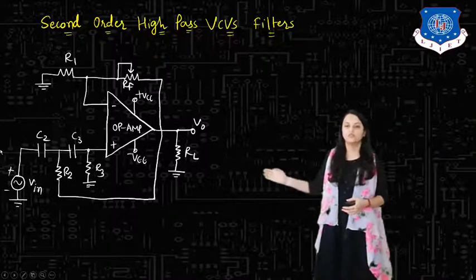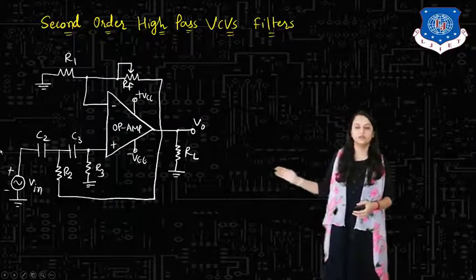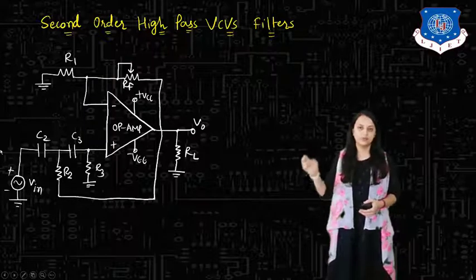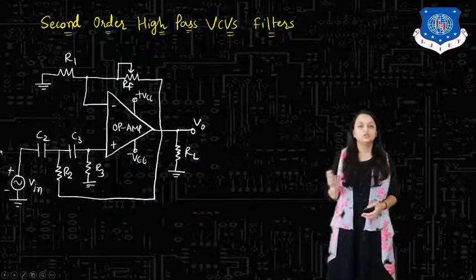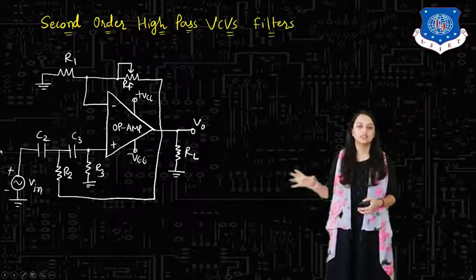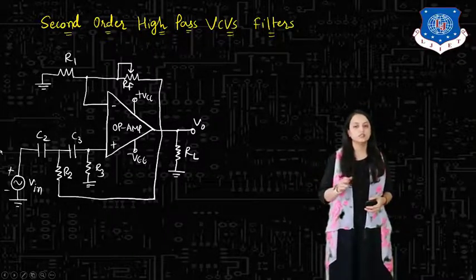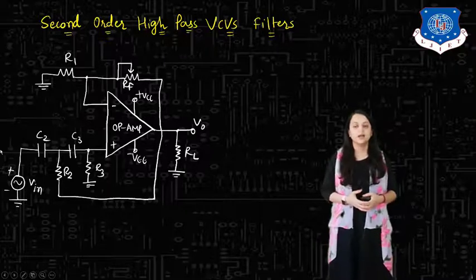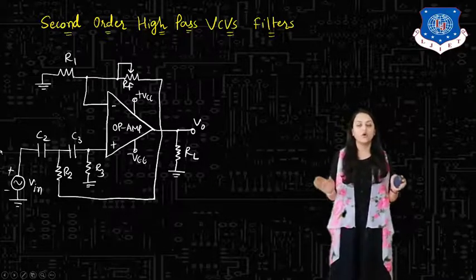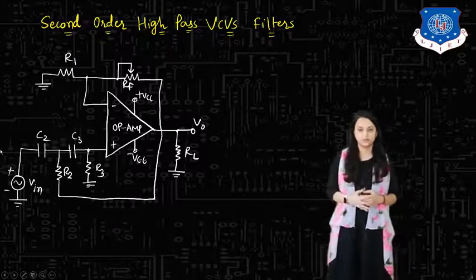So as you can see over here, at the non-inverting terminal with the supply we are connecting two capacitors C2, C3 with two resistances R2, R3. In the feedback, the resistance is RF, that is the feedback resistance, which is variable. RL is the load resistance. So this is the circuit diagram of the second order high pass VCVS filter.